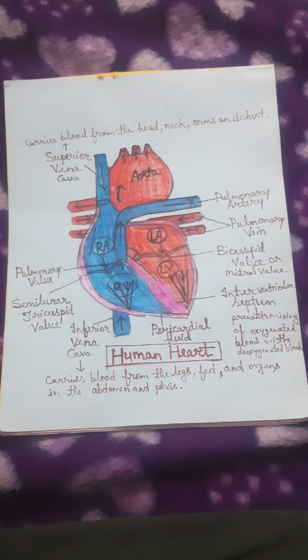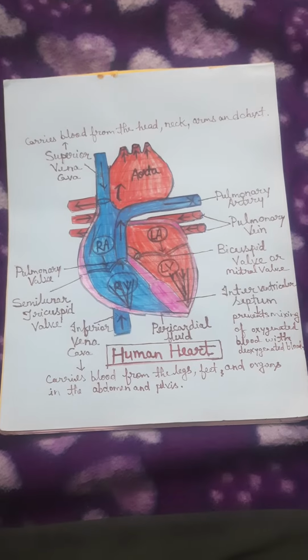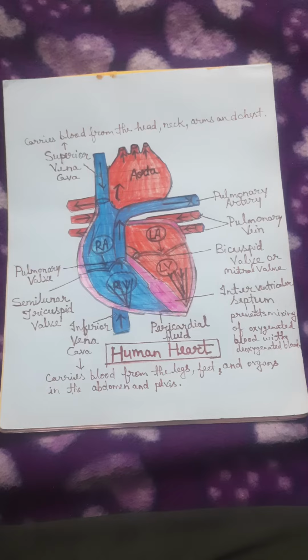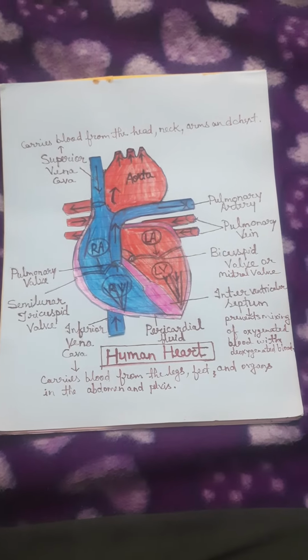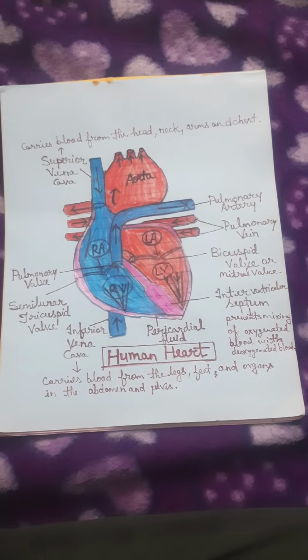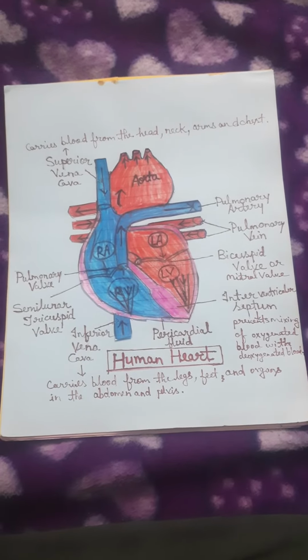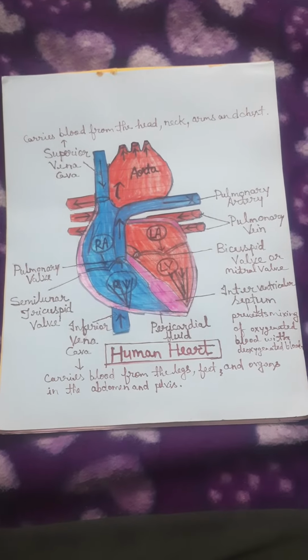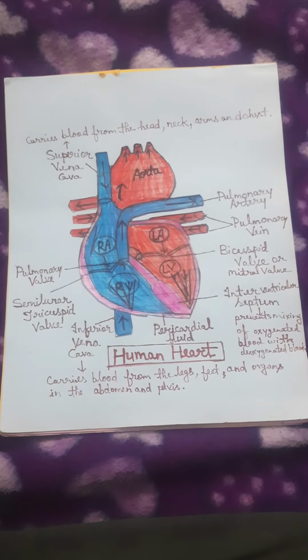And tricuspid valve also prevents the backflow of blood back into the atrium. There is interventricular septum which prevents mixing of oxygenated blood with the deoxygenated blood. Heart is enclosed in a sac called pericardium and pericardial fluid reduces the friction.